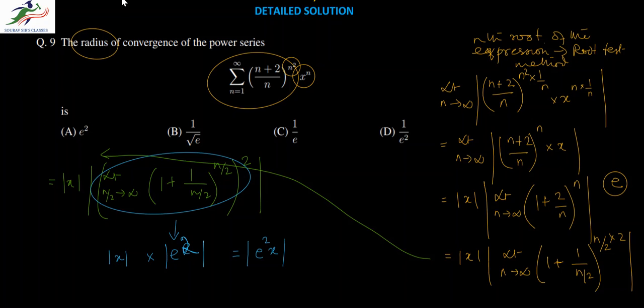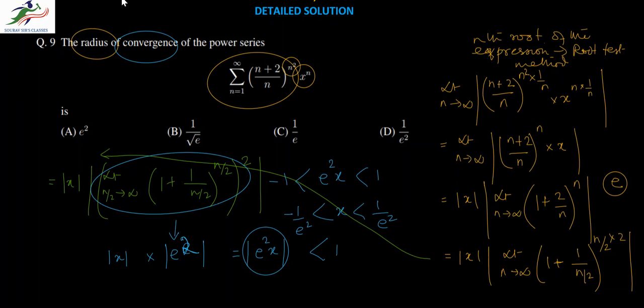Now we know that this expression has to be less than 1 for finding the convergence limits. So therefore e square x will lie between 1 and minus 1, and x would lie between 1 over e square and minus 1 over e square. So the convergence radius is 1 over e square, and option D is the correct choice.